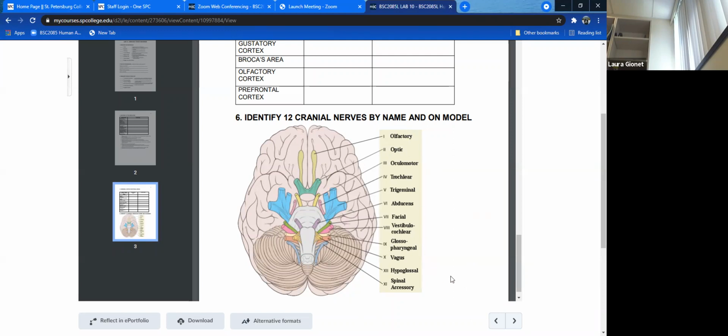There are plenty of mnemonics out there to help you do that, but I would start by just writing 1 through 12 and writing your mnemonic maybe off to the side, and practice: olfactory, optic, oculomotor, trochlear, trigeminal, abducens, facial, vestibulocochlear, glossopharyngeal, vagus, hypoglossal, and accessory or spinal accessory. Either is fine. Remember, most of these are multiple choice or true and false anyway.